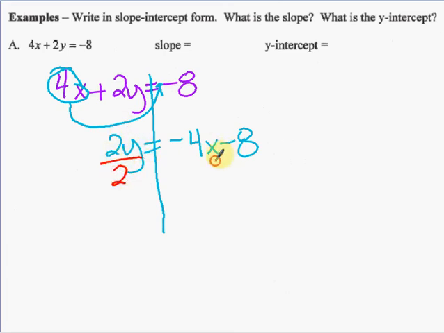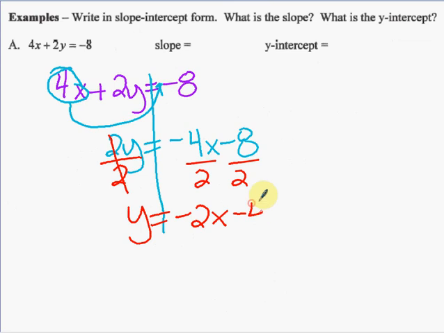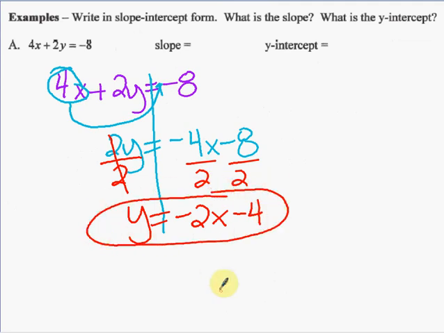So in this case 2. Everything gets divided by 2. So 2 divided by 2, that cancels out. That's always going to happen. And we're left with the y by itself, which is what we want. We have negative 4 divided by 2, which is negative 2. We'll put an x with it. And negative 8 divided by 2, which is negative 4. So now we have slope-intercept form, which is what we wanted.